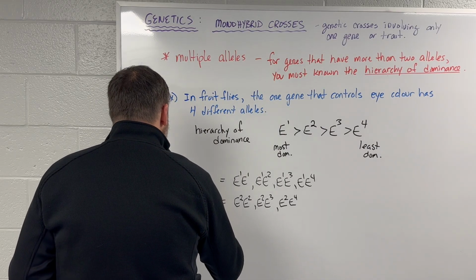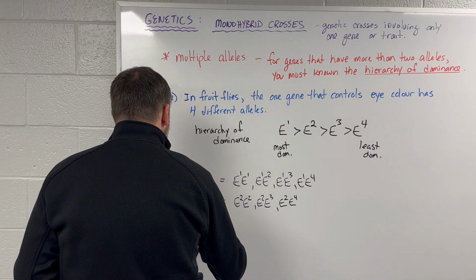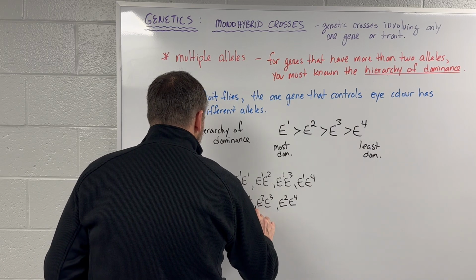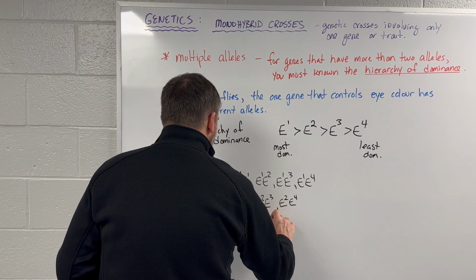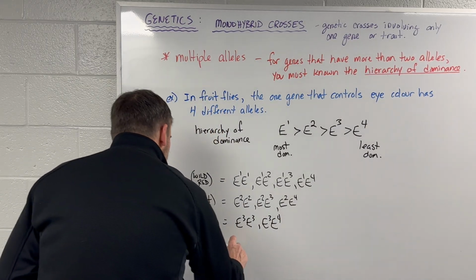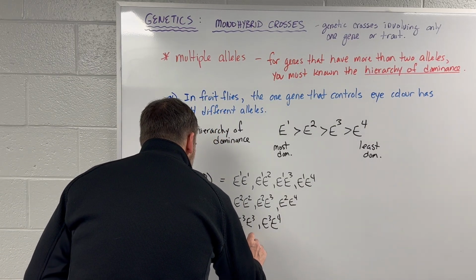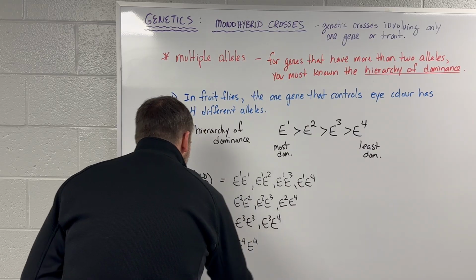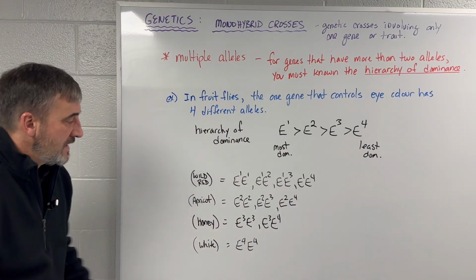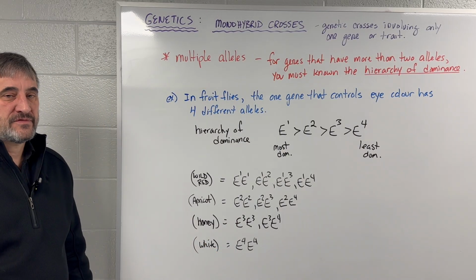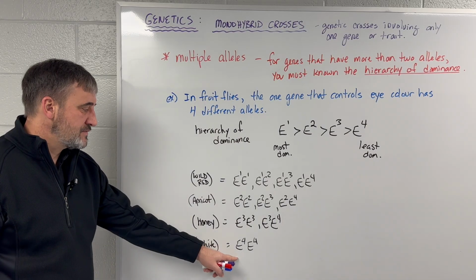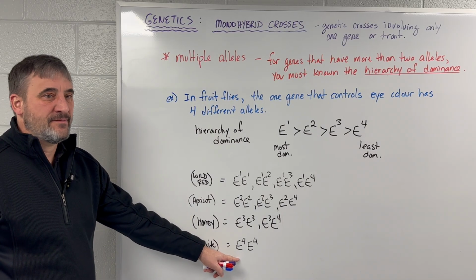Okay, to get honey colored eyes, you would put an E3 with itself, or with the most recessive allele, which is E4. And the only way to get white colored eyes is to have E4 with E4. So anytime you see a fruit fly that has white colored eyes, you absolutely positively know its genotype.